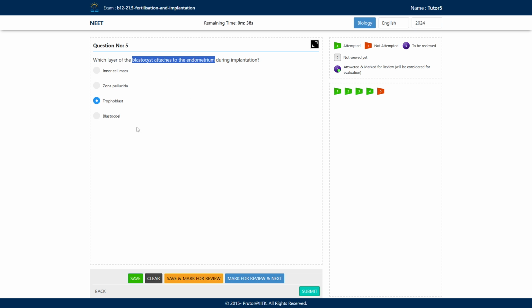The correct answer will be trophoblast here. The blastocyst consists of the inner cell mass, which will develop into the fetus. The zona pellucida is the thick glycoprotein layer around the ovum, which is one of the layers of the ovum. The blastocoel is the fluid-filled cavity within the blastocyst. The trophoblast is the outer layer of the blastocyst. It helps in the attachment of the blastocyst to the uterine wall. So this is the correct answer here, option number C.